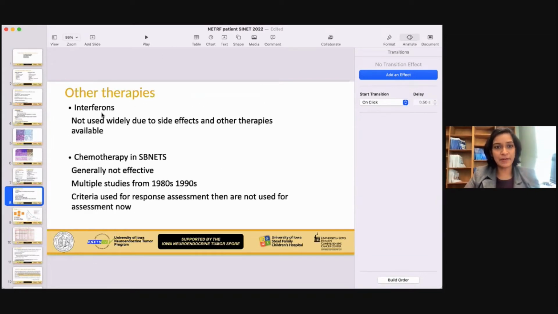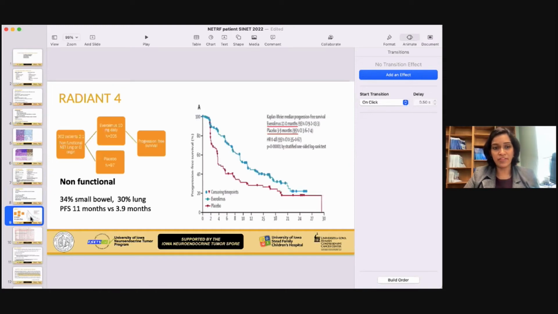Now, the other therapies I refer to are interferons and chemotherapy. We don't usually invoke chemotherapy in these small bowel neuroendocrine tumors, versus in pancreatic neuroendocrine tumors, where capecitabine temozolomide, which is often referred to as CAPTEM, is very commonly used. In small bowel tumors, unfortunately, they don't have the same kind of benefit or response. And then the other often used treatment is everolimus or Afinitor. And this is a study that included small bowel neuroendocrine tumors as well as lung and unknown origin.